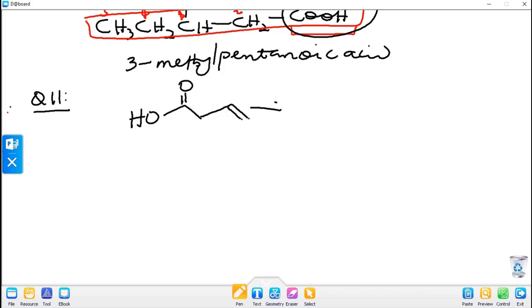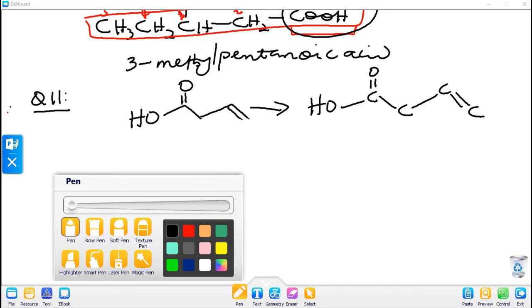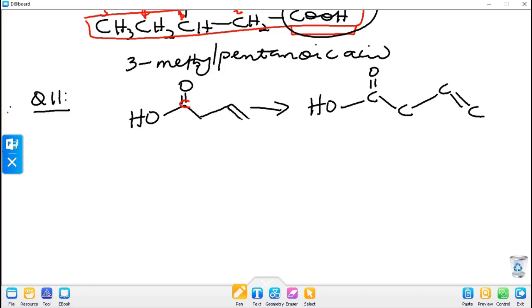So this compound can be written as HO, C double bond O, C, C, and then double bond C. Can you see that? It's as simple as that. So that is the compound. You only have to put C at each of those junction points. Just put your carbon at each of those points.